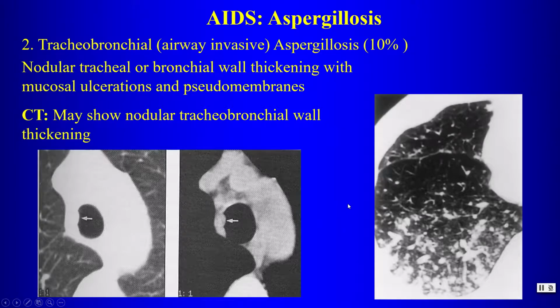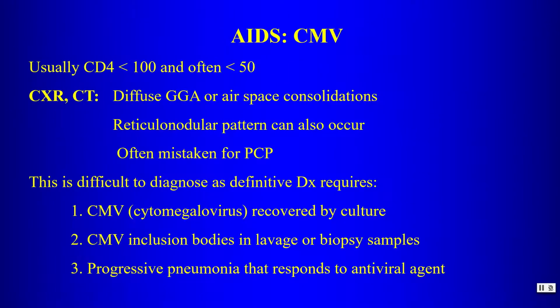from airway invasive aspergillosis. Now, viral infections like CMV also can occur if the CD4 count is very low, and these patients can develop diffuse opacities within the lungs. Difficult to diagnose the CMV viral pneumonia because it requires cytomegalovirus recovered by culture, inclusion bodies, or progressive pneumonia that responds to the antiviral treatment for CMV.